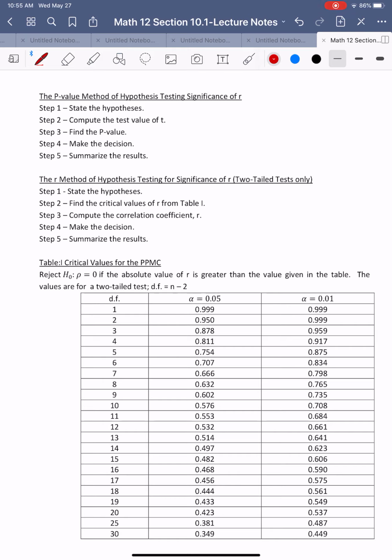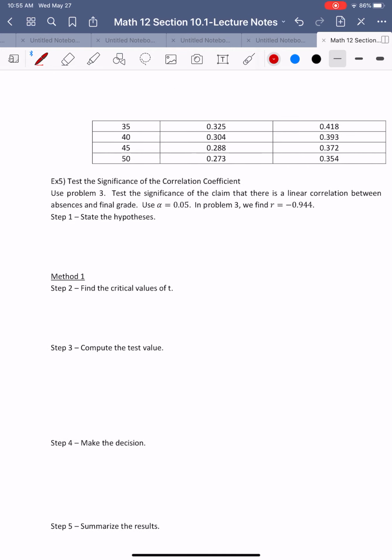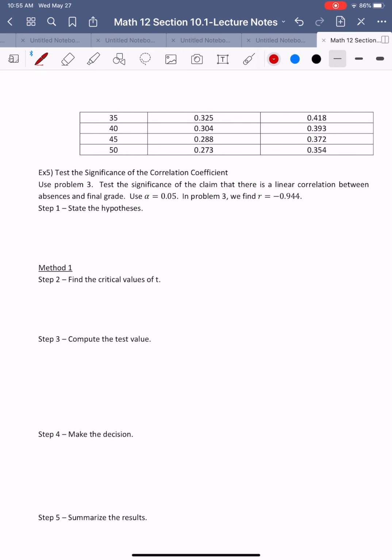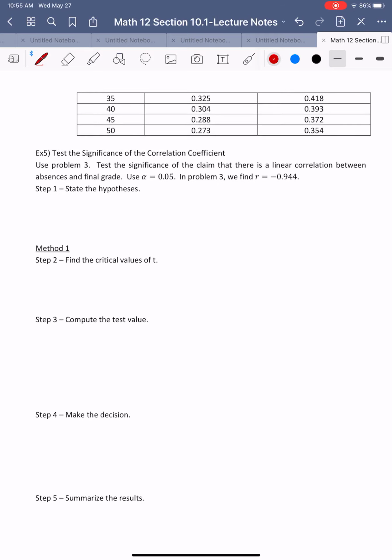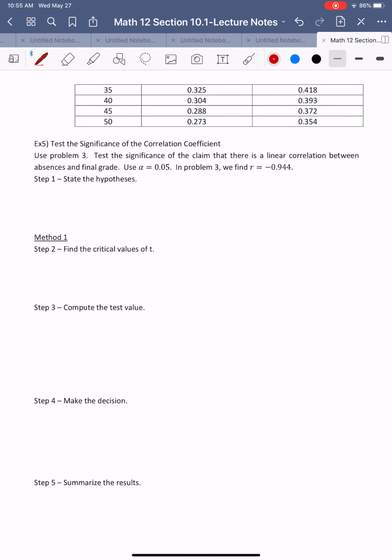Okay, so critical value for the PPMC. This is actually the table that we are using for the R method. Alrighty, let's look at the next page. All right, so that continues up to here. So test 5, test the significance of the correlation coefficient.